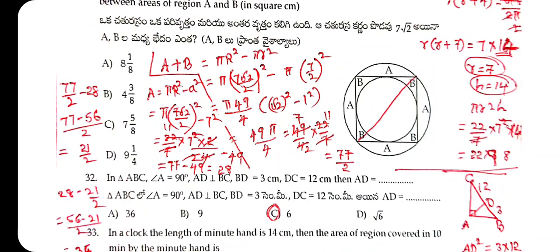Big circle minus square, if you do, then you will get the A part. Square minus small circle, if you do, you will get the B part. Then A minus B. It's a very easy logic.